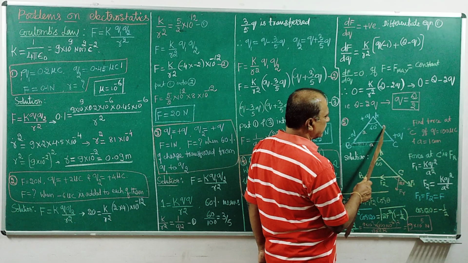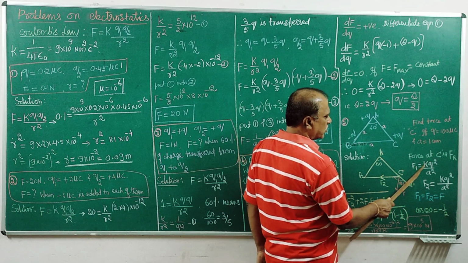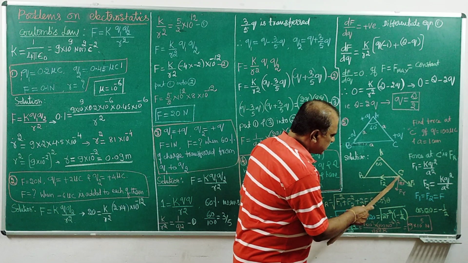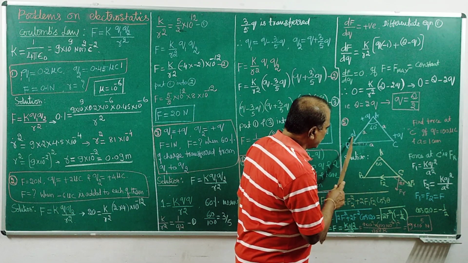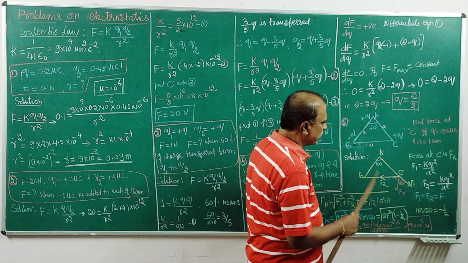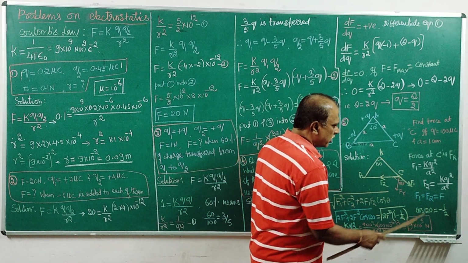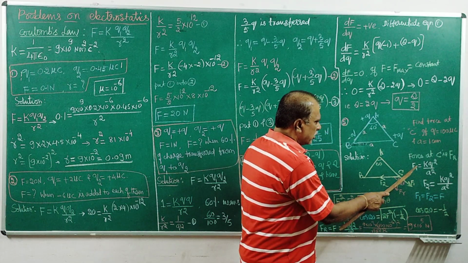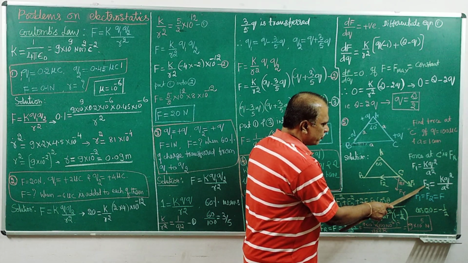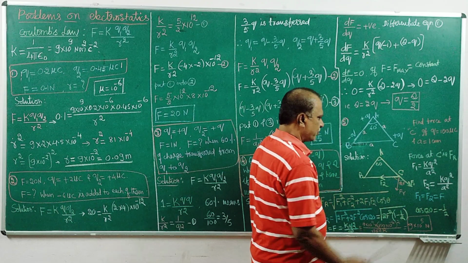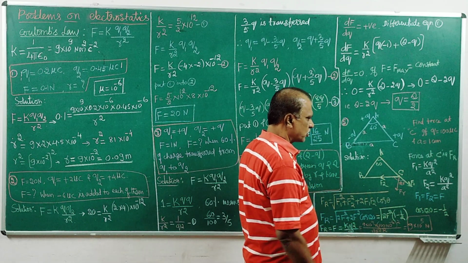K Q into Q by A square, where K is Coulomb's constant. This one is repulsion, and this one is attraction. Then again Q and Q, taking only the magnitudes of the charges, again K Q square by A square. F1 is equal to F2, so let us write it as F. These two forces are the same.